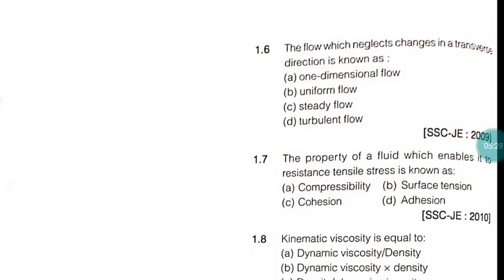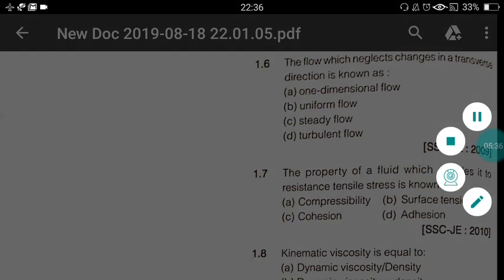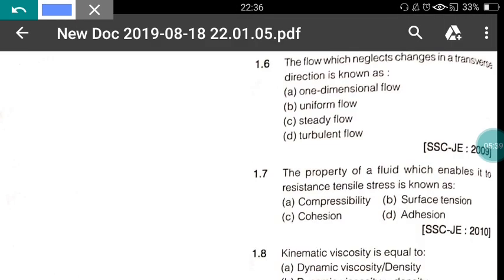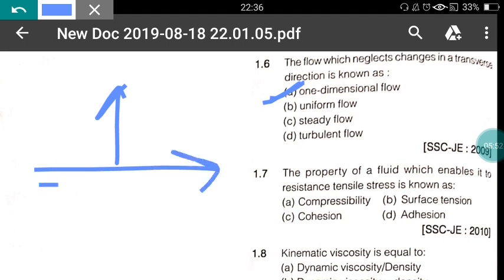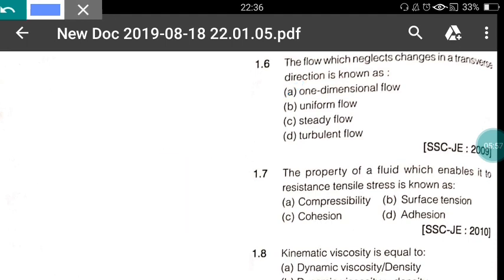Question number 6. The flow which neglects the changes in transverse direction is known as, this is very simple, it neglects the changes in transverse direction, means it is a one dimensional flow. The correct answer for this question is option A. If it neglects any changes in transverse direction, then it should be a one direction flow only. Okay, correct answer is option A.